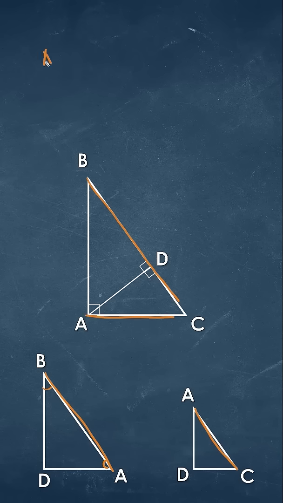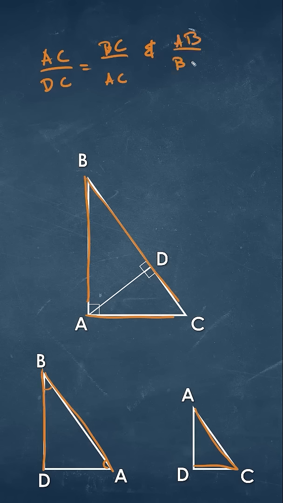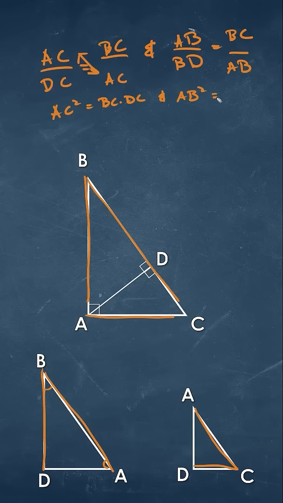So we know that the length of AC on our big triangle is the same as this length here, which is DC, and that's equal to the hypotenuse of the big one over the hypotenuse of the very small one. And also, we could take a look at this length here, which is the same as this length here. So that would be AB over BD is the same as the hypotenuse again, BC, for the large one versus this middle-sized one, which is going to be AB. We can cross multiply these two expressions and we will get AC squared is equal to BC times DC. And also, that AB squared is equal to BC times BD.